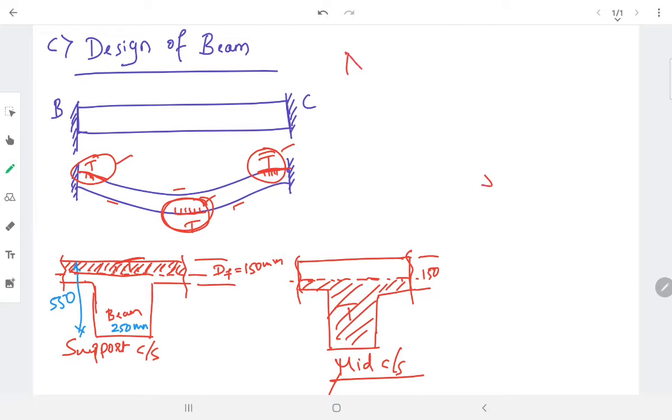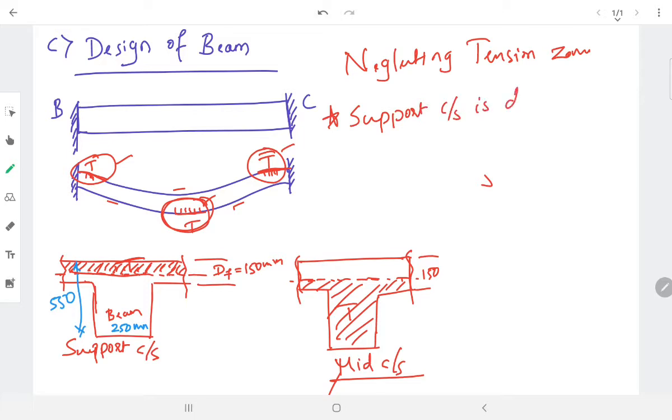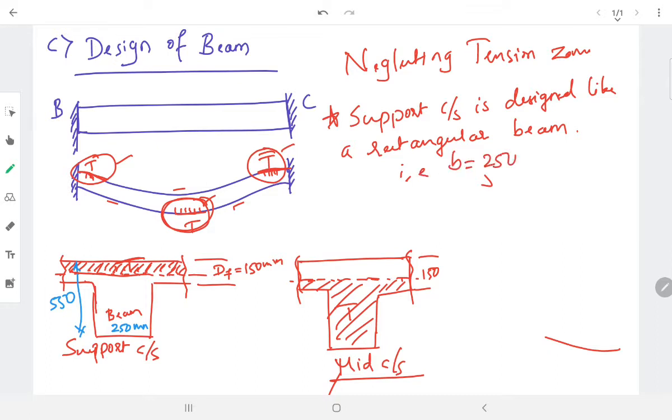Right, now we'll write: neglecting tension zone. Support cross section is designed like a rectangular beam. That is B equals 250 mm.